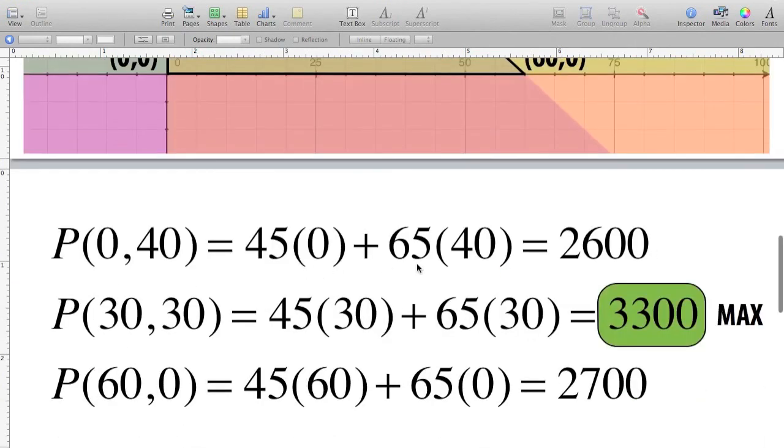We plug them in, and you can see here as I work them out, and as most of you probably thought before we ever plugged them in, that 30, 30 was going to be the maximum value. Now don't just jump to that conclusion, because it doesn't always work out that way. A lot of the time it depends on what your equation was, what your profit equation is. So in this case, the answer to the question would be they should make 30 of the inkjet and 30 of the laser printer to maximize their profit.